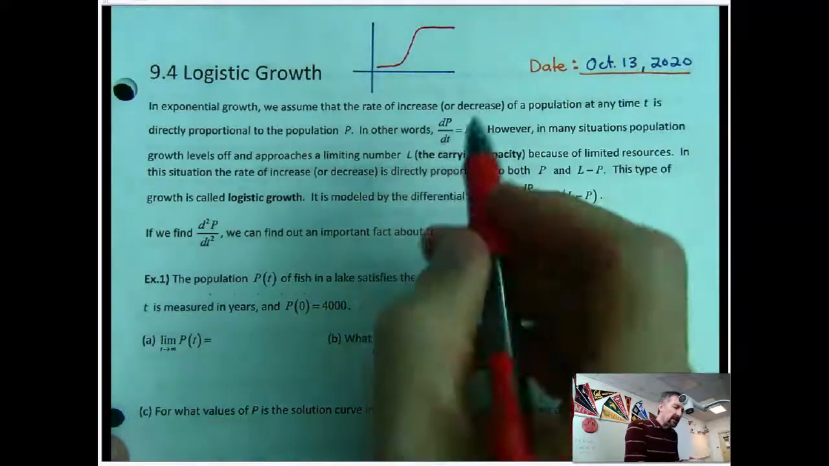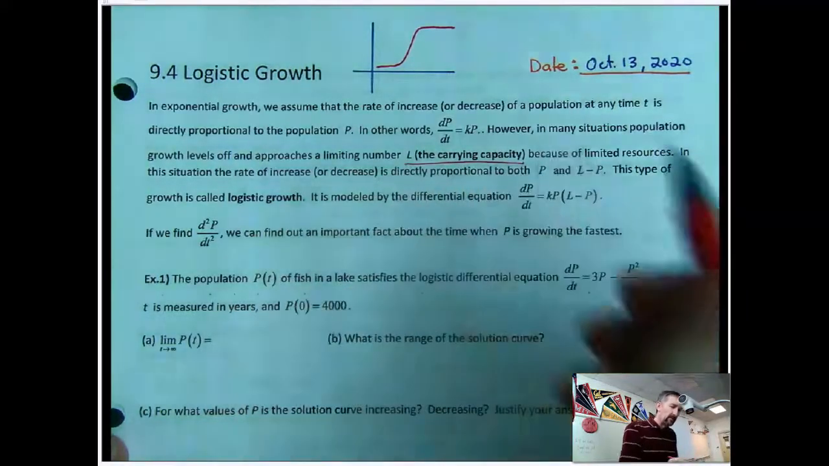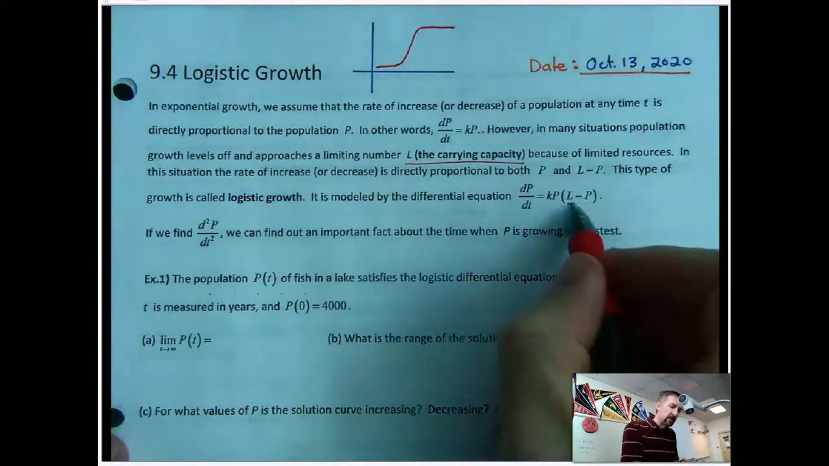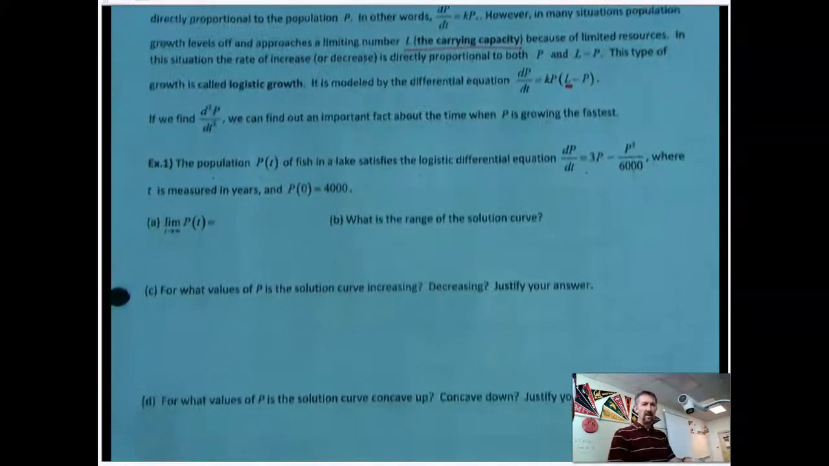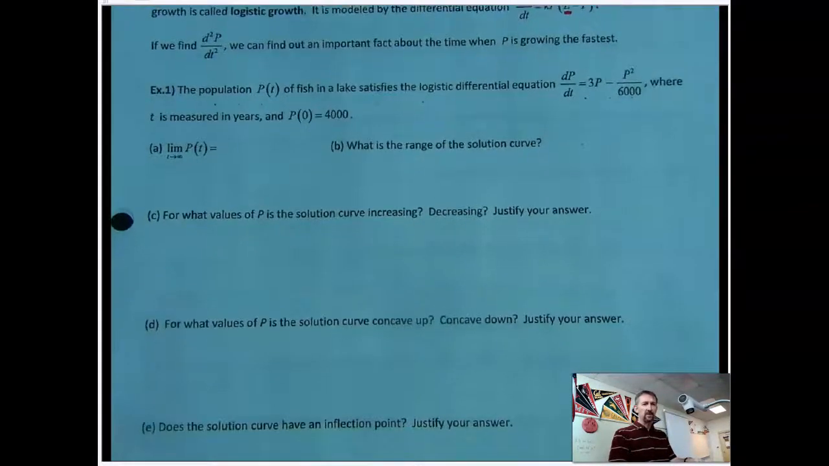So L is called the carrying capacity, so we want to pay attention to that. That's going to be right here. So you can read that yourselves. I think it's just easiest to look at an example and see what we might have to do with a question like this.